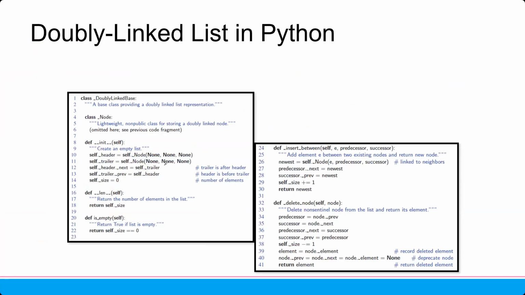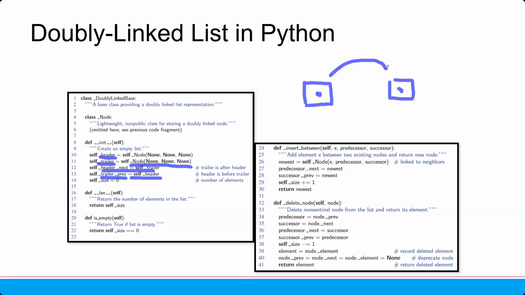The trailer is also a node which is none, none, none. Because at the first time there is no element, and the header has no element. So the next will be trailer, and the previous of trailer will be the header. So at the starting point, the header and the trailer will be connected like this. The length is the size, so the initial size is 0, and then it's empty. If it is empty, then the size is 0, then it is true.